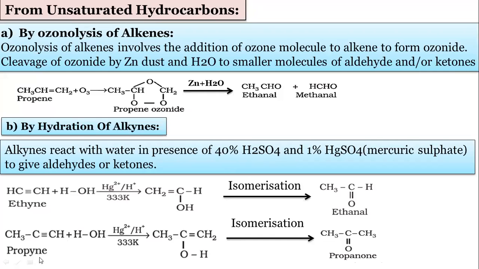Another example is given here, propyne. In this example, we have to apply Markovnikov's rule because hydrogen is the positively charged group and OH is the negatively charged group. According to Markovnikov's rule, OH is attached to the carbon atom which contains fewer hydrogens. So OH will be attached to this second carbon, because there is no hydrogen attached. And again by tautomerization we get propanone. Remember this reaction, it is asked many times in board exams, and also in CET, NEET and JEE exams.